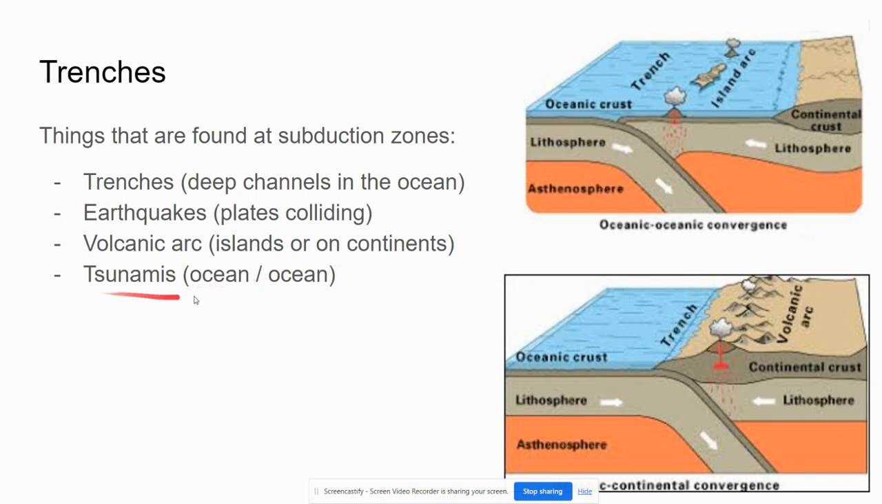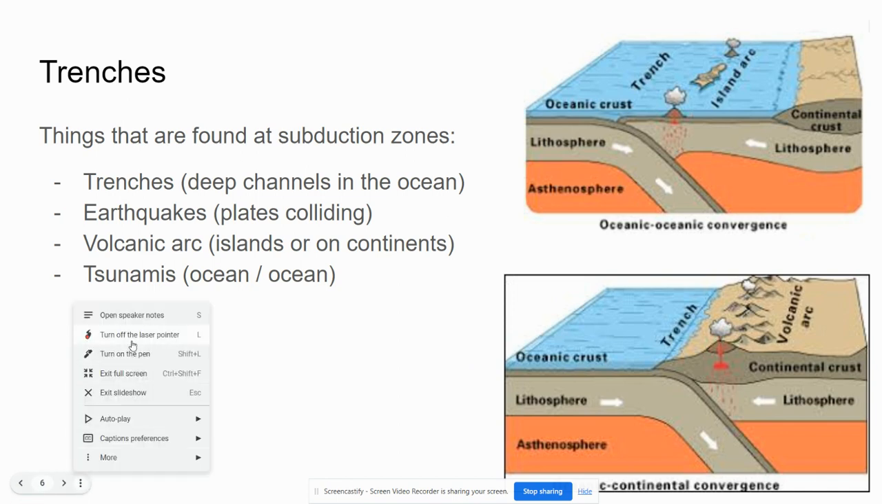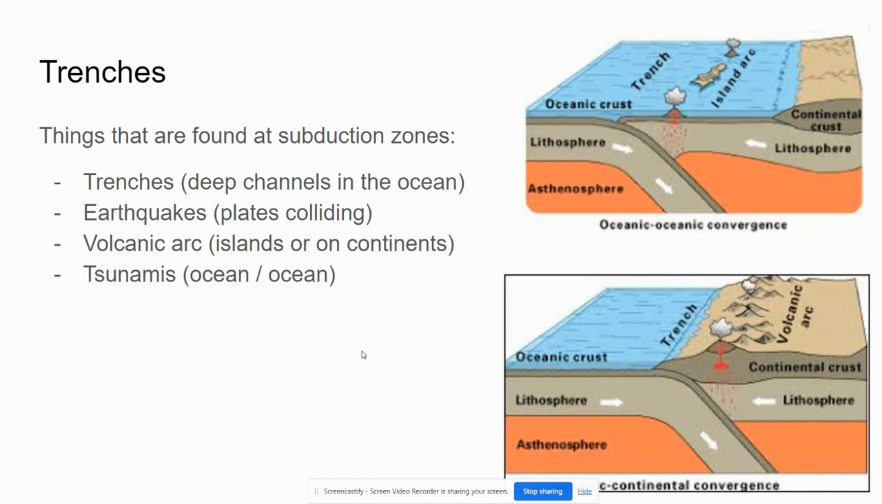The last thing is something called tsunamis, and that only happens in ocean to ocean. Tsunamis are caused essentially by earthquakes, and when that earthquake happens underwater, it can basically move the ocean because the energy is traveling in all directions. It will actually move the water, and it starts with a small wave and a bigger wave and a bigger wave until it finally hits land, and it's this massive wave that does a lot of destruction once it gets to the continent. So these are all the different things that we can find at subduction zones.